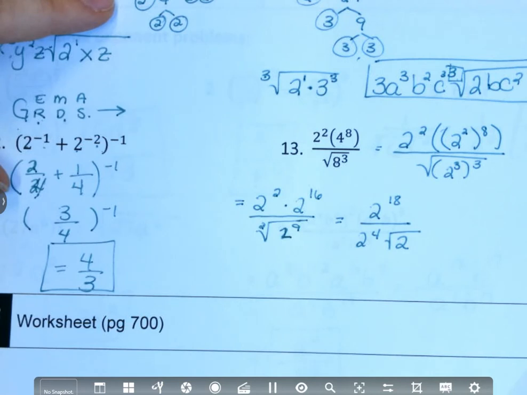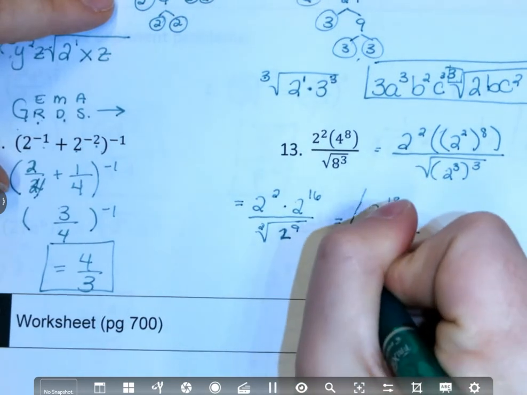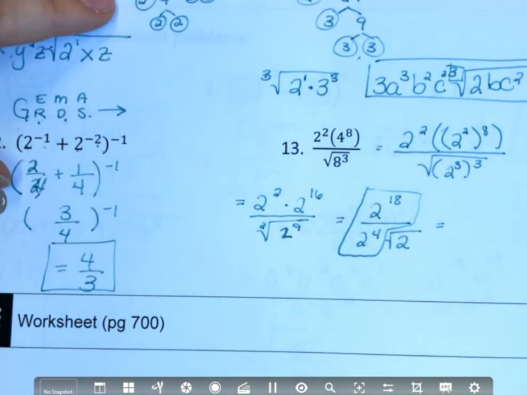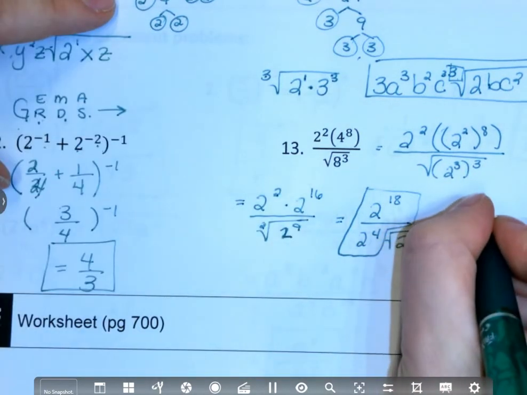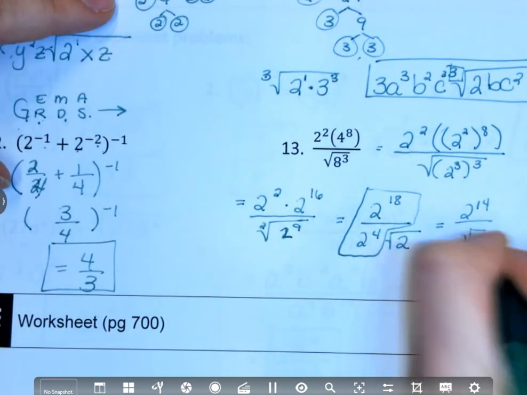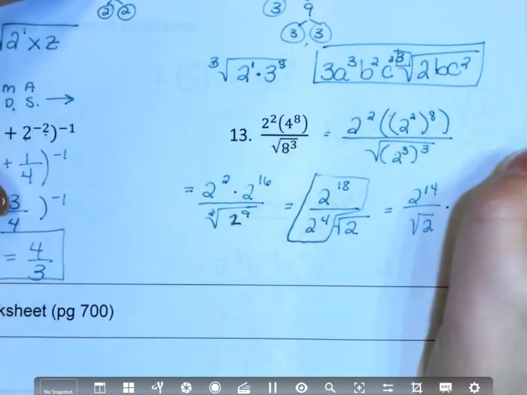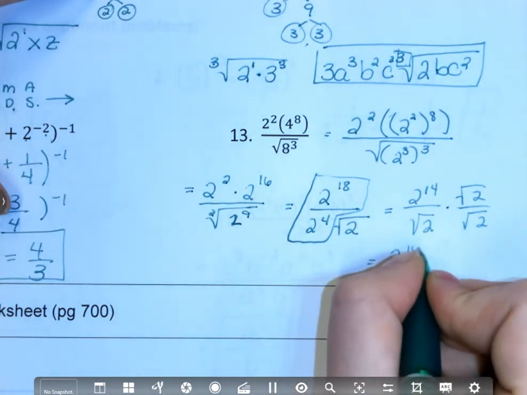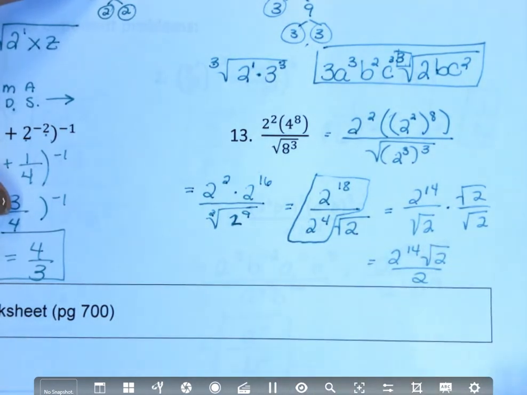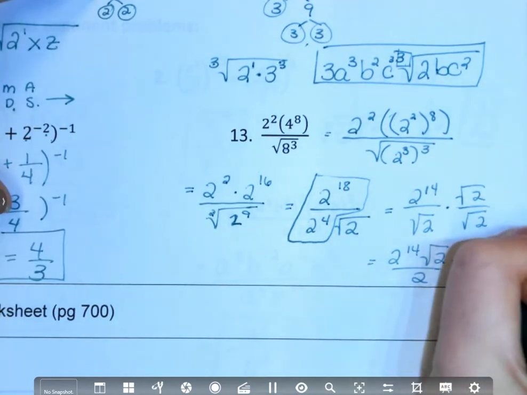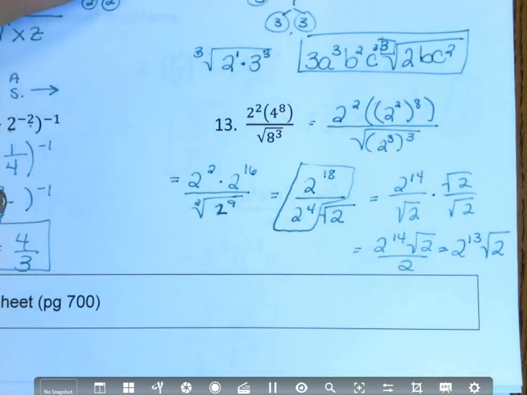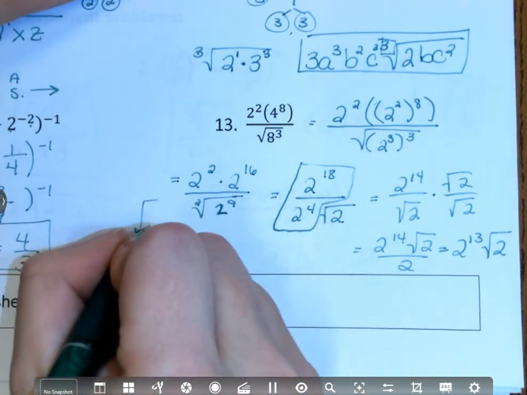So far, so good? And I'm just going to continue simplifying. What is that going to be? 2 to the 14th over the square root of 2. And then rationalize, bless you. So I would have 2 to the 14 root 2 over 2. And that will simplify one more step further and give me what? 2 to the 13 root 2.